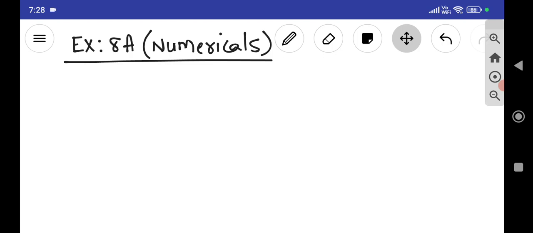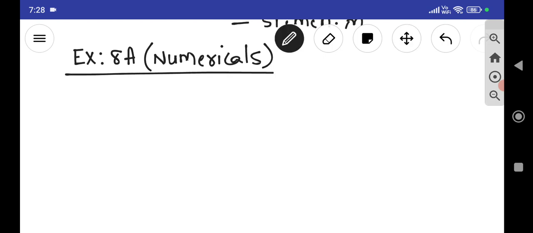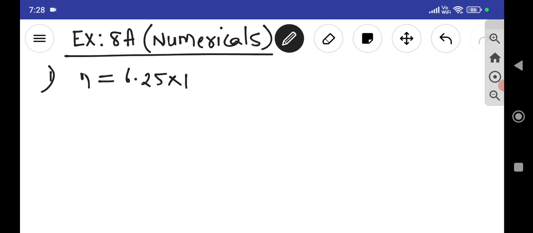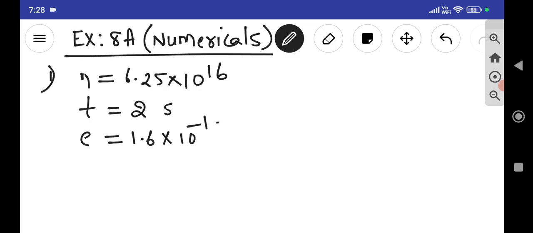Now let us solve the numericals in 8A. So what is given in this first question? They have mentioned N, that is 6.25 into 10 to the power of 16, and 2 seconds time. The charge is given as 1.6 into 10 to the power of minus 19 coulomb. And the question is, find I, nothing but the current flowing through the conductor.